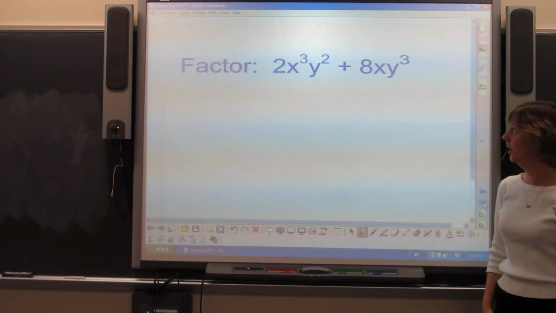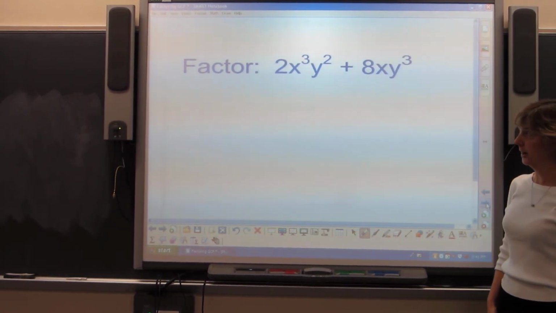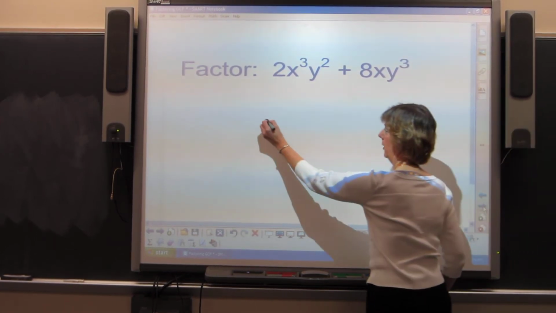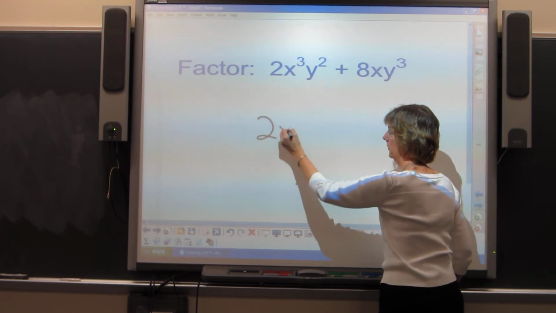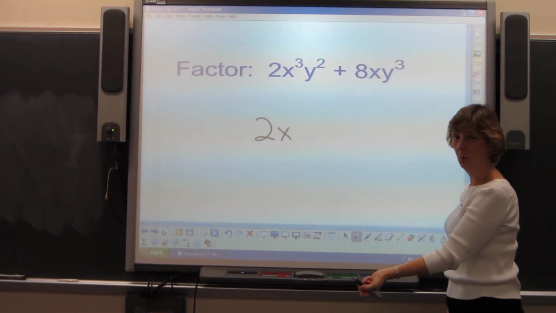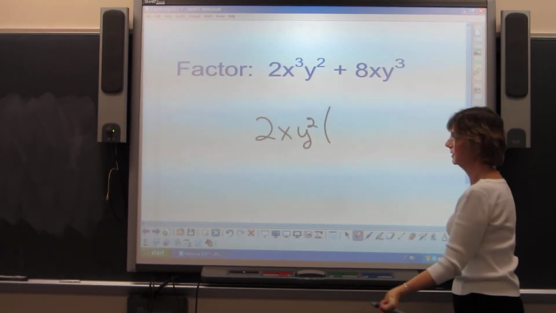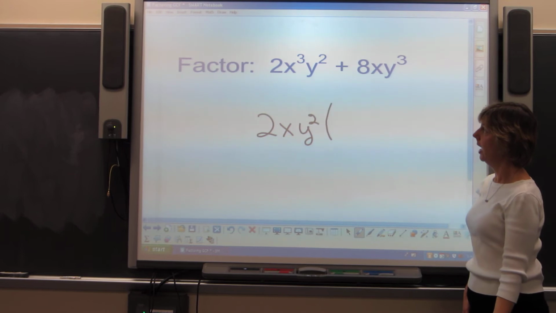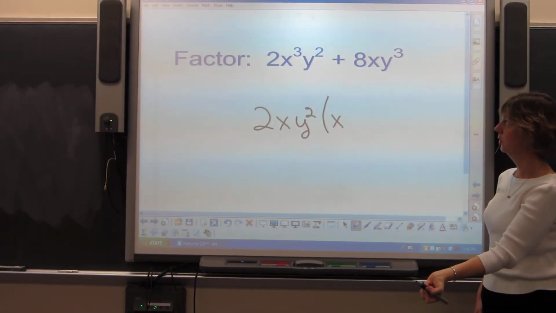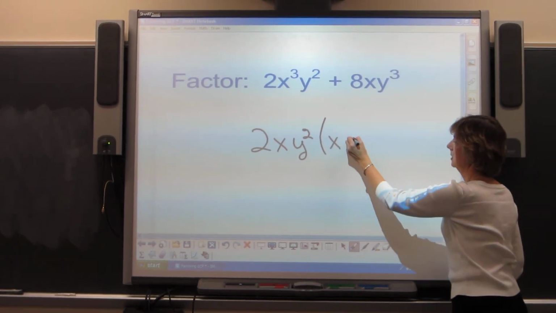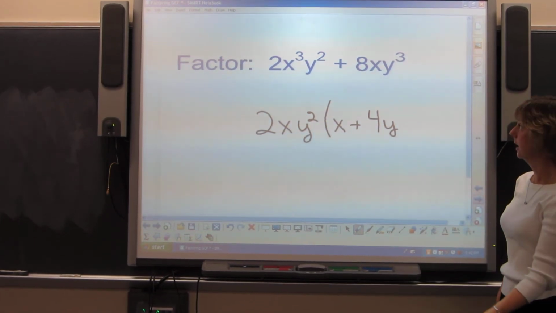2x cubed y squared plus 8xy cubed. First I want to look at my numerical factors. The 2 and the 8 have a common factor of 2. X cubed and x each have one factor of x. Y squared and y cubed have two factors of y. I would take my 2xy squared and multiply it by one factor of x to give me 2x cubed y squared, plus 4y would give me my 8xy cubed.